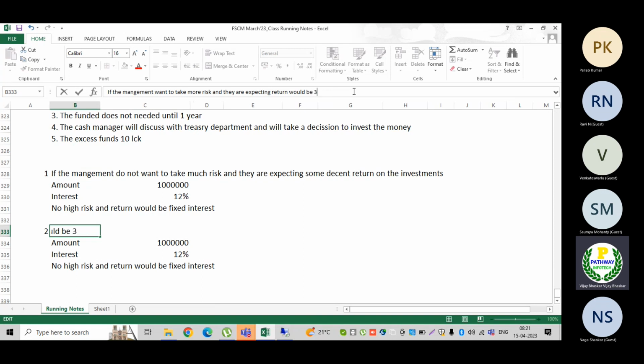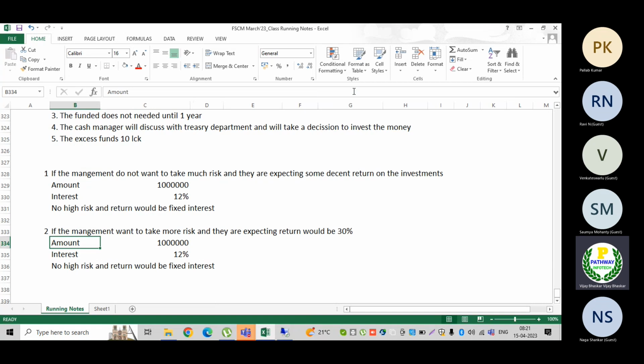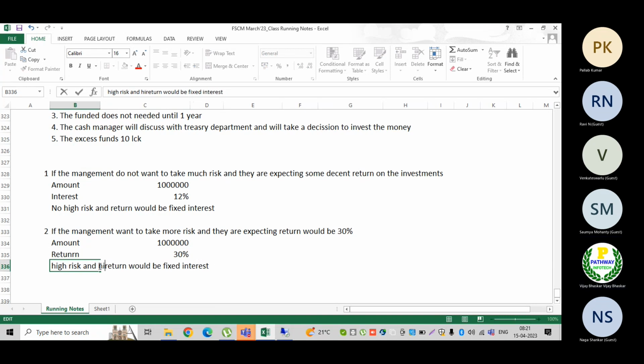You can think about it as 30%. Now 30%, you can imagine it's not a small amount, it's a risk, so it's a bigger amount only. Now they are expecting the return. I cannot say this one is the interest. This is the return. The return they are expecting is 30% on their investment. Here it's a high risk. Understand here, it's a high risk and a high return.